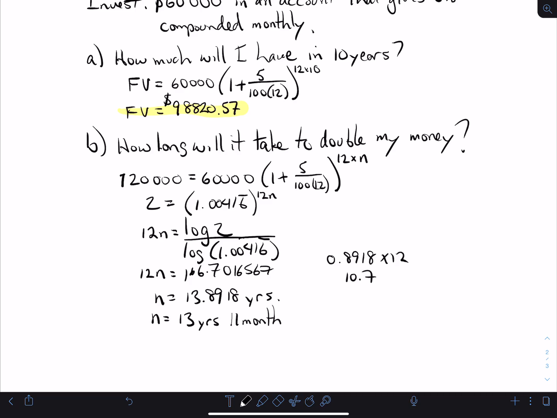Always round up because you want to exceed the doubling of the money. If I round it down, I would come up short. So that's how I would do that one. That's it. Good luck.